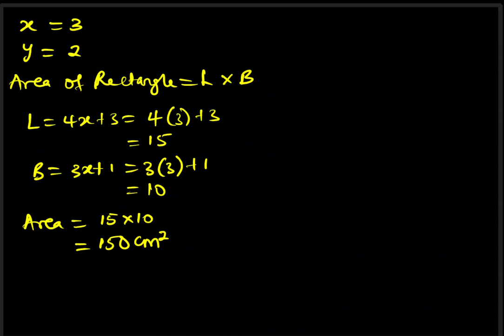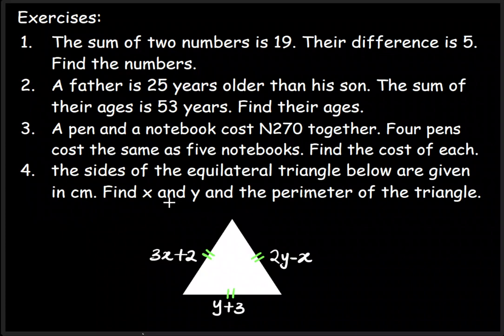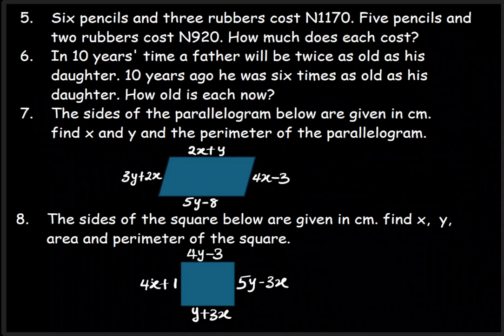So let's move to activity questions. Please carefully go through the activity questions. We have from number 1 to 4 here. So carefully pause the video and go through the questions very well. If you have any questions, you can drop that in the comment section. And then we move to the next one, from number 5 to number 8. Of course, you can see the shapes here. So you solve and then you do what you are asked to find.